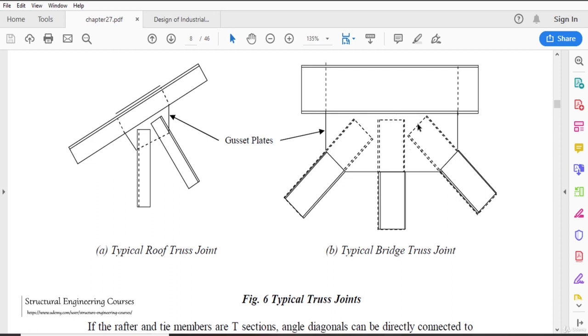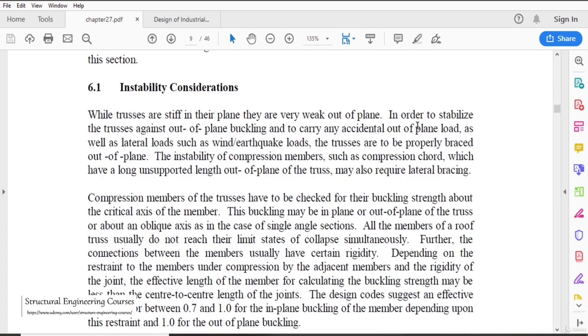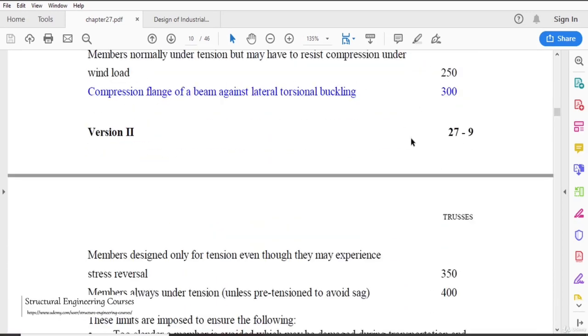So again, it is not necessary that we should join this member to this member. That is technically not required. So instability consideration should also be taken care of.